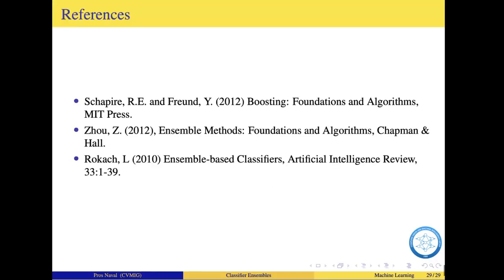References are the following books. The first one is a very important book. You can also refer to the second and third references if you want to know more about today's topic.